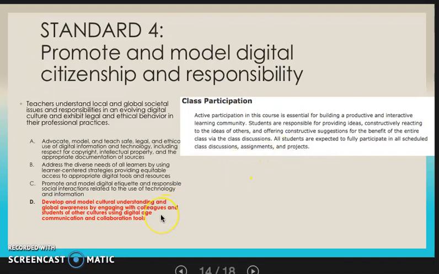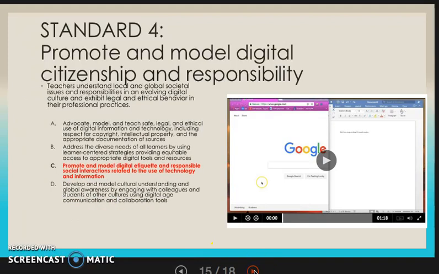They were to develop and model cultural understanding and global awareness by engaging with colleagues and students of other cultures using digital age communication and collaboration tools. We were to respond to each other and reflect on what we have learned for the week in our class discussion posts. Another example of this standard would be the screen capture that I use to show how to make a hyperlink inside of a Word document. This promotes and models digital etiquette and responsible social interactions related to the use of technology and information.